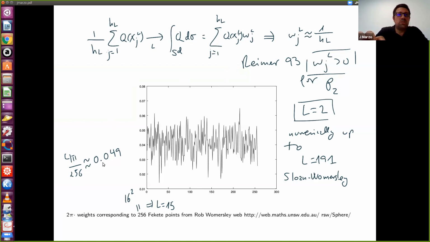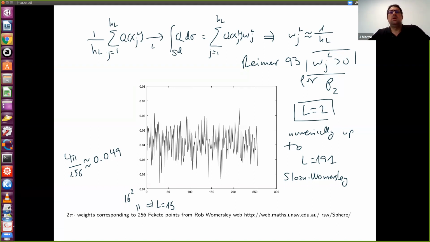But this was 0.049, so this is something kind of like here. And indeed, more or less, the weights are kind of close to this value, because the scale is kind of small. Of course, they are not equal to 1 over H_L. It is not possible to find equal weights, but they are kind of close. Okay, and this is just numerical evidence of this.